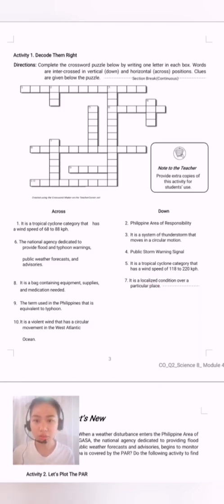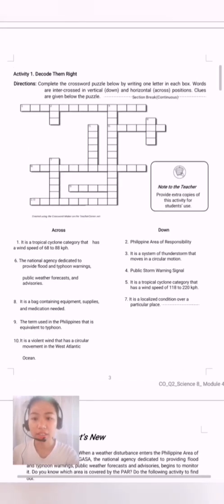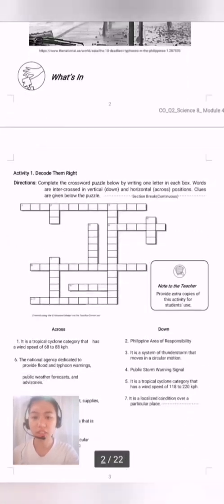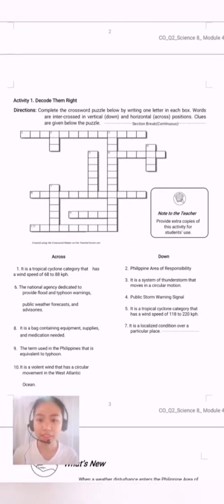Next is number 6 across. The national agency dedicated to provide flood and typhoon warnings, public weather forecasts, and advisories. What do you call this agency? If your answer is PAG-ASA, then you are correct. PAG-ASA stands for, let's go back to your Lesson 1, Philippine Atmospheric, Geophysical, and Astronomical Services Administration. That is the answer for number 6 across.